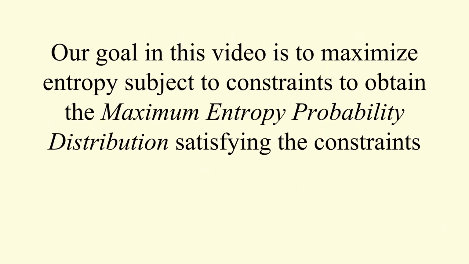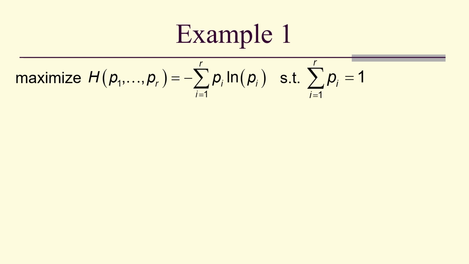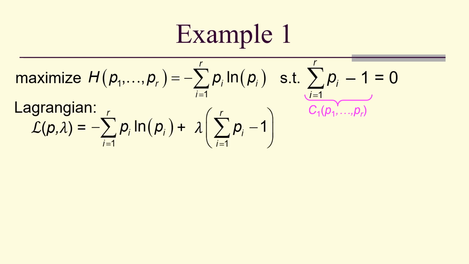So our goal in this video is to maximize entropy subject to constraints to produce the maximum entropy probability distribution satisfying the constraints. And a key step in each one of our examples is using the constraints to eliminate the Lagrange multipliers lambda 1 to lambda k. So in our first example, we're going to maximize entropy subject to only one constraint, that the sum of the probabilities is 1. And this is what it looks like as a constraint function. Here's our Lagrangian with our Lagrange multiplier lambda times our constraint function.